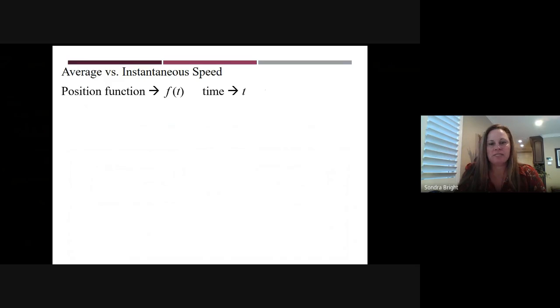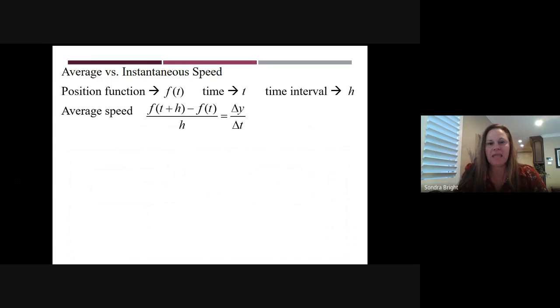Time, we're going to use t as our variable, and then the time interval is h. So the average speed is f of t plus h minus f of t all over h. That should look very familiar to you. That's the difference quotient. And we can also think of it as delta y over delta t. Delta, if you remember, means the change in. So that's the change in y over the change in time.